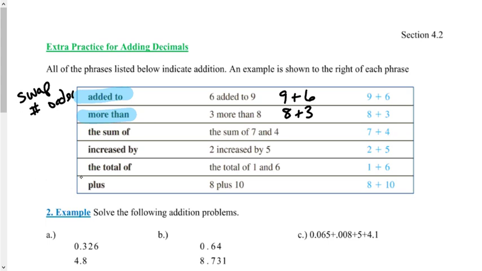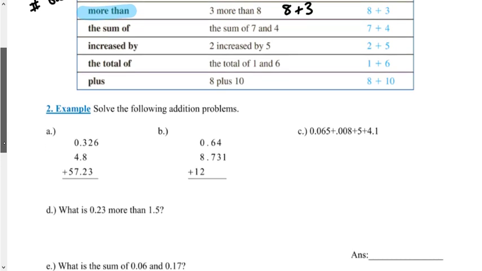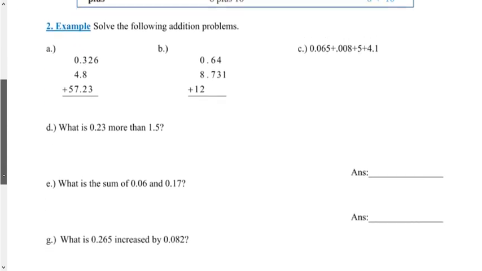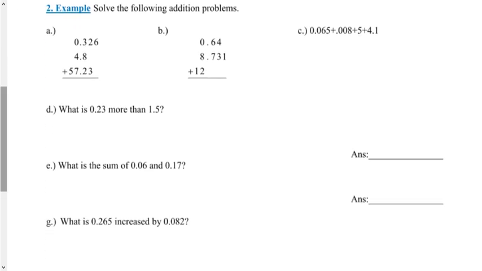Now these other ones, they don't need to be changed around. The sum of 7 and 4 is just 7 plus 4. Increased by 2, increased by 5, that's 2 plus 5. The total of, or just plus, or whatever. Okay? Okay, let's do some of these the more conventional way now.